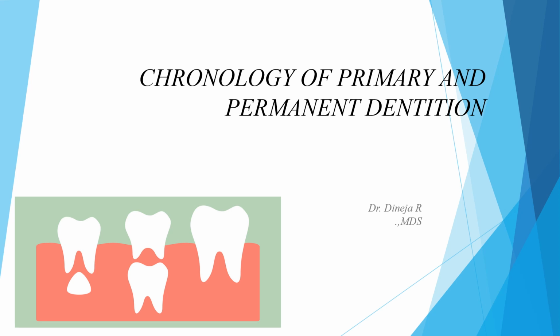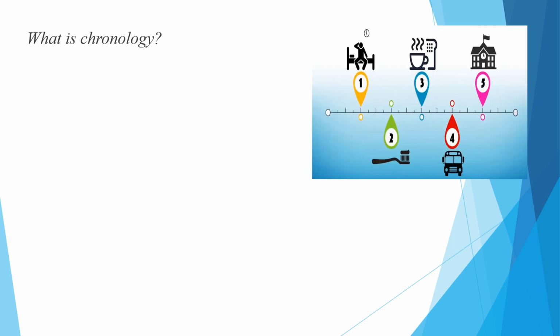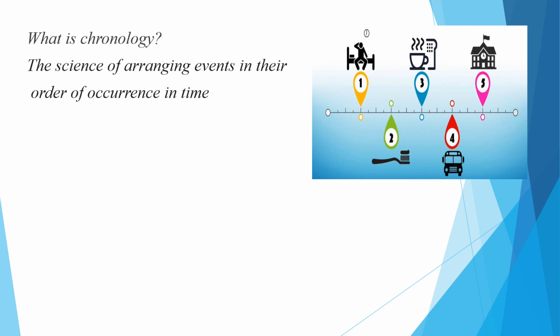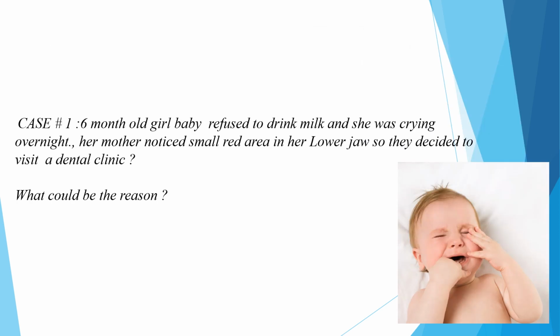Hello everyone. Today we are going to see about chronology of primary and permanent dentition. What is chronology? The science of arranging events in their order of occurrence in time. Chronos means time and logos means study. A study which deals with the timing of various stages of tooth development from initiation of the first dental tissue laid down to emergence of the tooth in the oral cavity and its completion of calcification.